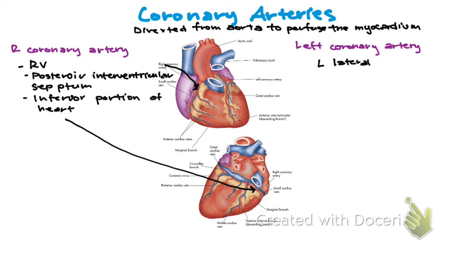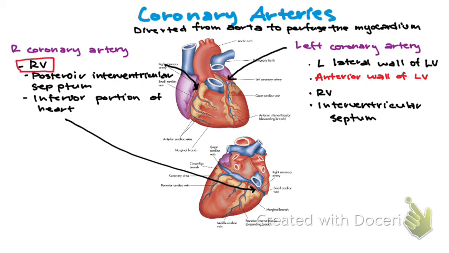The left coronary artery supplies the left lateral wall of the left ventricle, the anterior wall of the left ventricle, the right ventricle, and the interventricular septum.